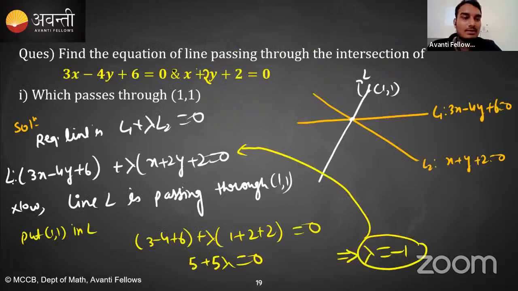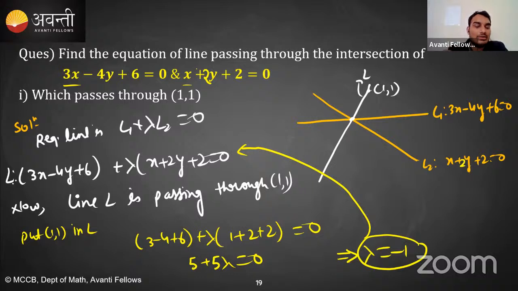So what did I say? The line which is passing through the point of intersection of this and this. This is line x plus 2y, make this 2y. Okay, x plus 2y plus 2 is equal to 0. And our required line is also passing through 1 comma 1. So first of all, the required line is passing through the point of intersection of L1, L2, so the required line would be L1 plus lambda times L2 equal to 0.